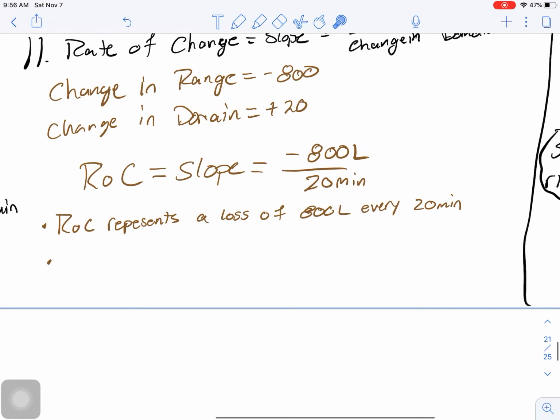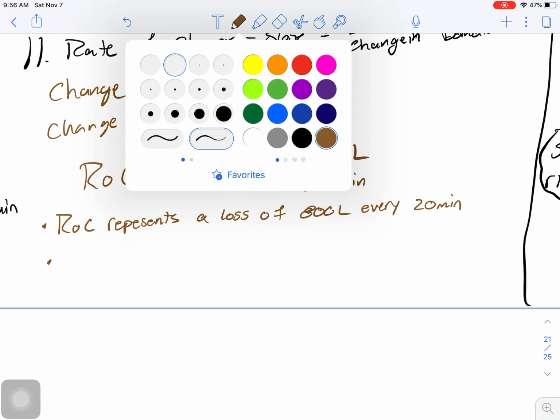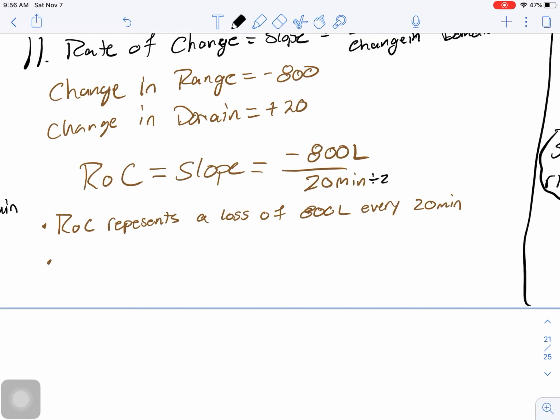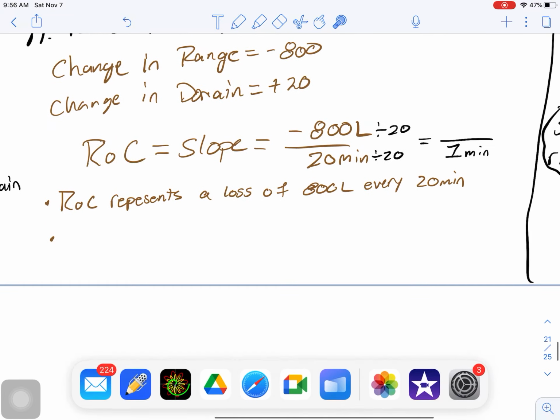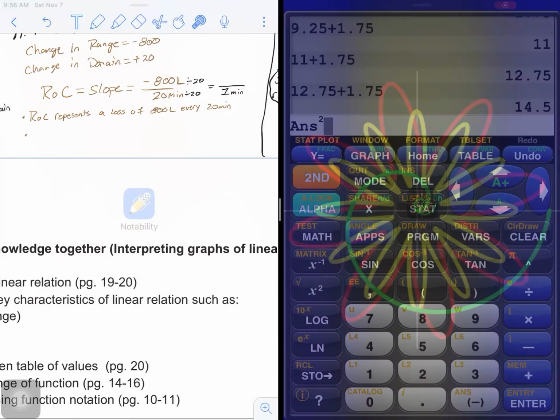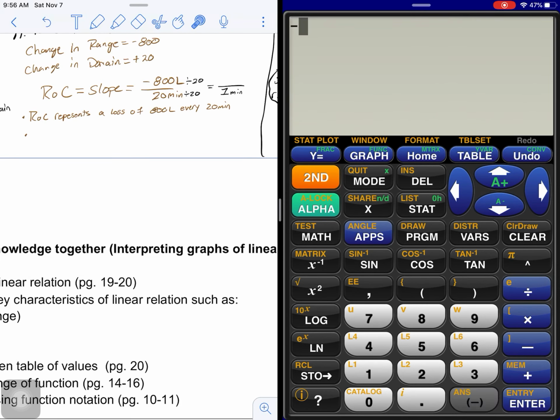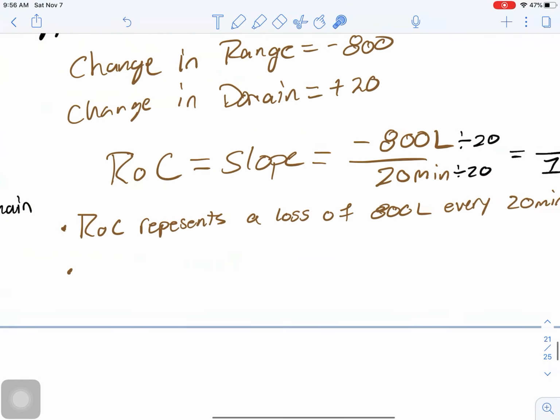What else could we do here? We could actually simplify this. I could get this down to 1 minute. How do I do that? Well, I divide this by 20. But remember, if you divide this by 20, you divide this by 20. And that gives me 1 minute on the bottom. And here, now I can say, well, how much am I losing every minute? Well, here I'm going to go negative 800 divided by 20. And that gives me negative 40.